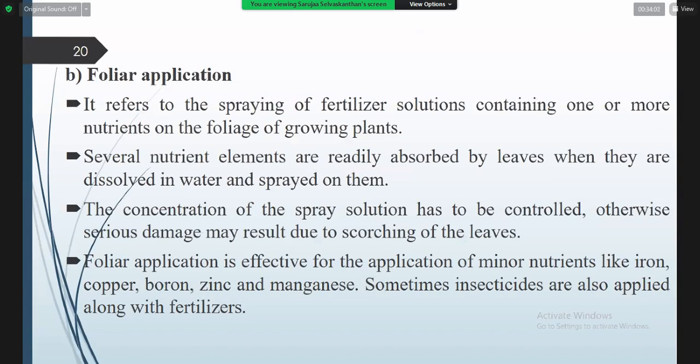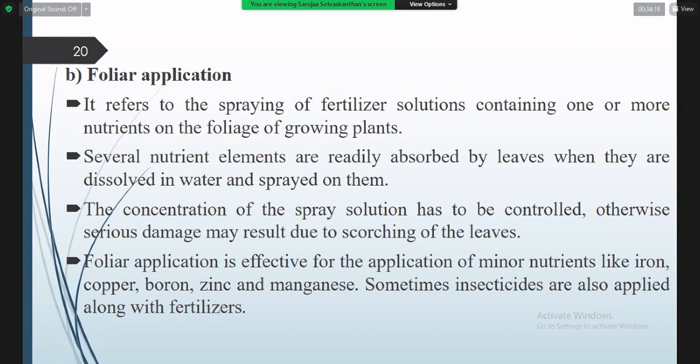The concentration of the spray solution must be controlled. Otherwise, serious damage may result due to scorching of the leaves. You can search for one of the diseases caused by over-fertilization. You are studying this in practical number 2, I think.